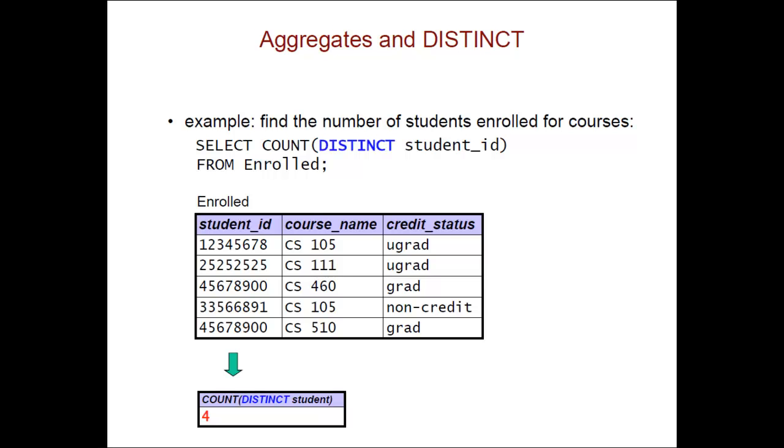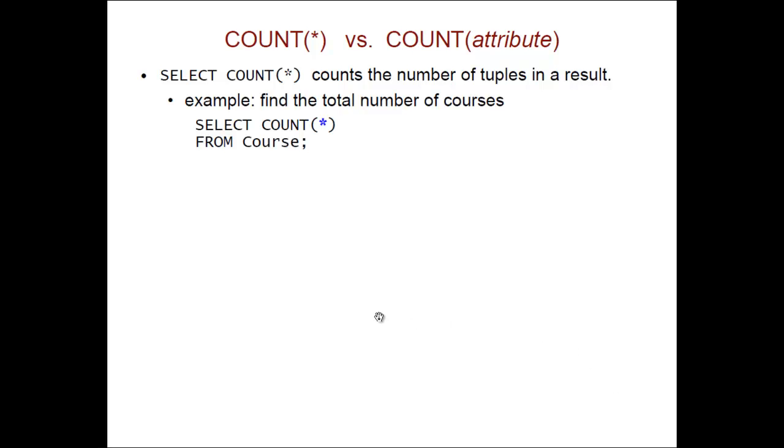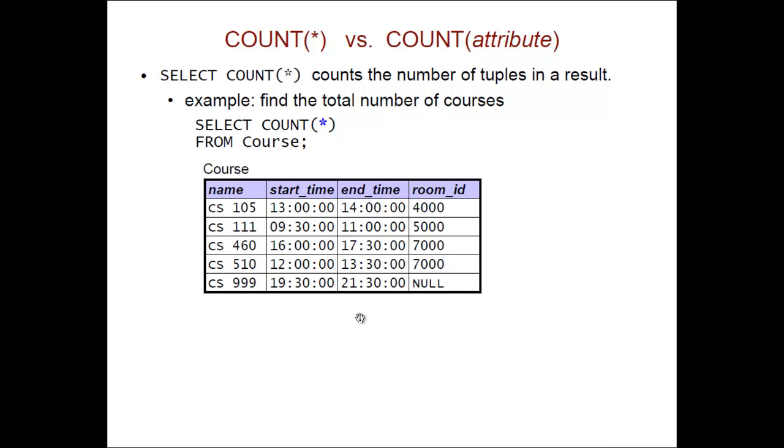because there are 4 distinct values. Now when it comes to counting, there's a distinction to be made between count star, which is a special thing we can do if all we care about is the number of tuples in the result of a particular query. So for example, if I want to know the total number of courses in the course table, this will do it. I have my from clause, I don't even need a where clause, and I say count star, and for this particular course table where there are 5 rows, I end up getting a result of 5.